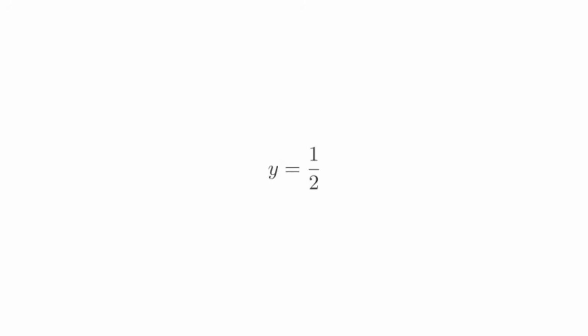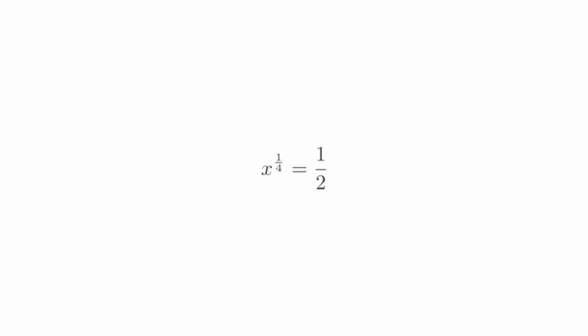Now, we substitute the given value for y, which is 1/2. This gives us 1/2 equals the square root of x to the power of 1/2. Remember that the square root of x is simply x to the power of 1/4. Applying this rule, we get 1/2 equals x to the power of 1/4.